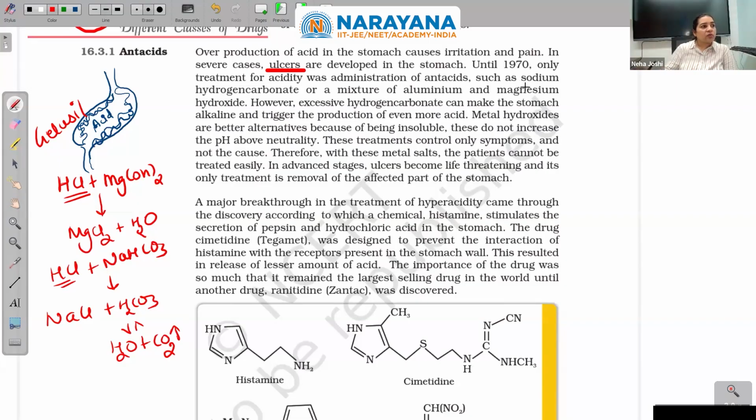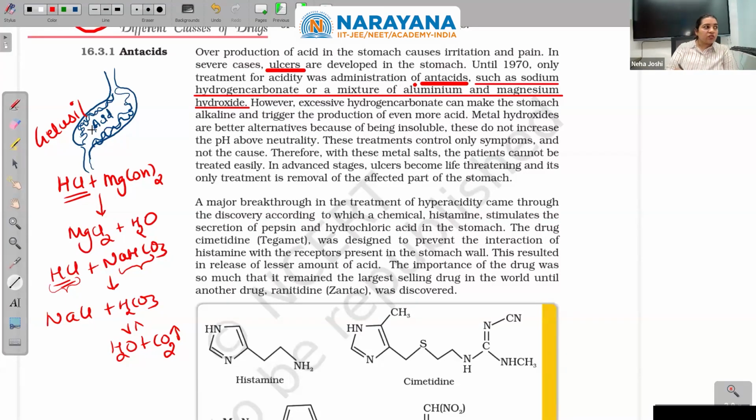Now, which antacids are common? Antacids such as sodium hydrogen carbonate or a mixture of aluminum and magnesium hydroxides. Here it is magnesium or aluminum. However, excessive hydrogen carbonate can make the stomach alkaline, because there was no measurement of how many equivalents of HCl are produced in the body. So it was difficult to decide how much should be given. If I give an excess, the stomach will become alkaline, digestion will be inhibited, and it will trigger the production of even more acid.